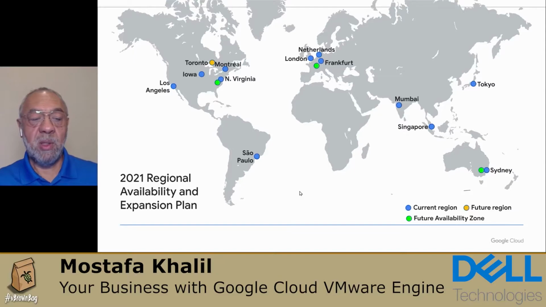This is a map of available regions as of now. The ones in blue are current regions. The ones in green will be future availability zones. The ones in orange are in progress. We plan to deploy them in the future. So as you see, we have availability in all continents except for Africa.